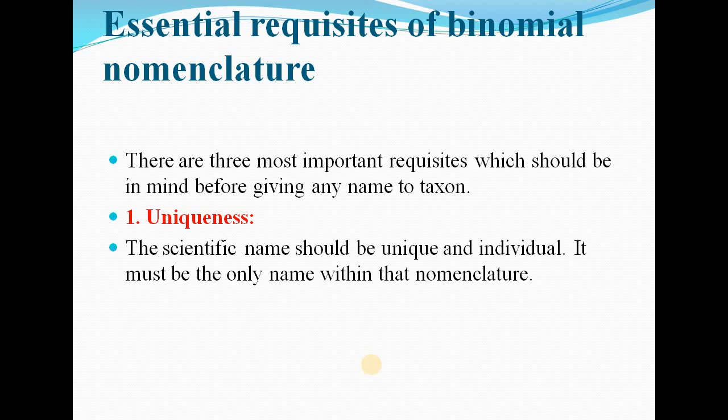Binomial nomenclature: certain essential requirements have to be followed. Three important requirements should be kept in mind before giving any name to a taxon. First is uniqueness. The scientific name should be unique and individual. It must be the only name within that nomenclature in order to avoid any sort of confusion for the taxonomists.